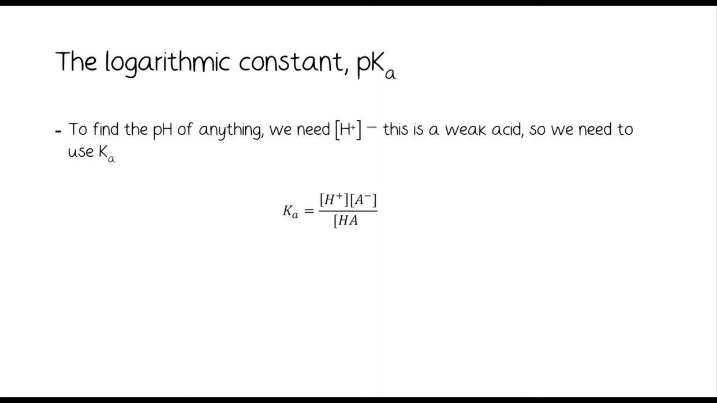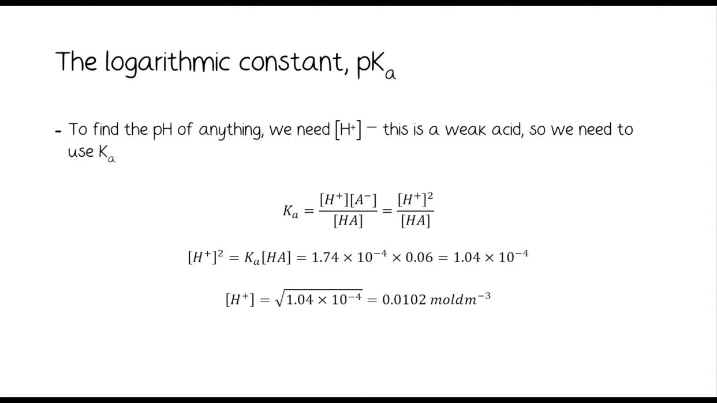So write out your expression for Ka. Because this is a pure acid, you can assume that H+ and A- are the same, so you get Ka equals H+ squared over HA. Because we want to find H+, we need to rearrange this to get H+ squared, which gives us 1.04 times 10 to the minus 4. We want H+, so we need to square root that, and that gives us 0.0102 moles per decimeter cubed. Stick that into the pH equation and you get a pH of 1.99.